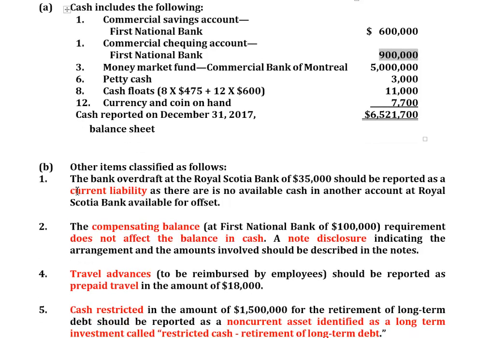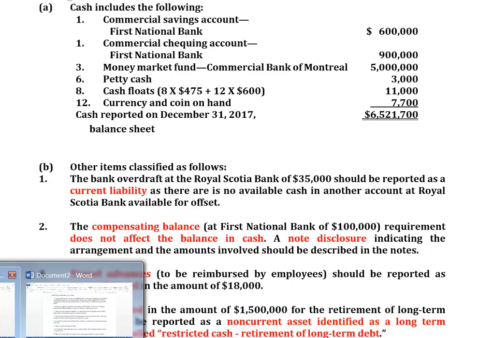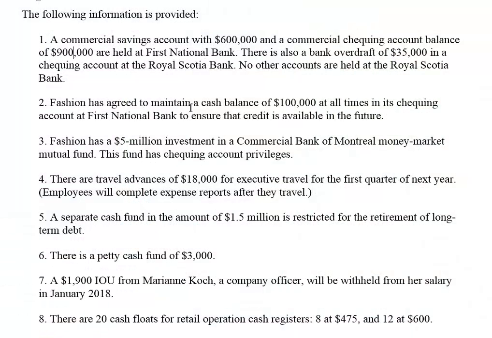Notice down here, because $35,000 is a liability, we're not reporting it up here in cash, so it really belongs in our answer to Part B. Because if you remember, Part B said that if there's an item that doesn't belong in cash, tell us where it goes. So in this case, the $35,000 is going to be a current liability because there's no available cash at the Royal Scotia Bank to offset it. Now, let's go back to the second point in the question.